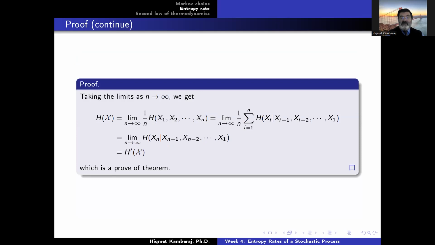Then the left-hand side gives me H(χ), the first definition of the entropy rate. And the right-hand side is the limit as n goes to infinity of 1 over n times the sum over i from 1 to n of the conditional entropy of Xi given Xi-1, Xi-2, ..., X1. Right? Now this is equal to the limit as n goes to infinity of H of Xn given Xn-1, Xn-2, ..., X1. But this, by definition, is what? It is the so-called H'(χ), all right? Which is the proof of the theorem.